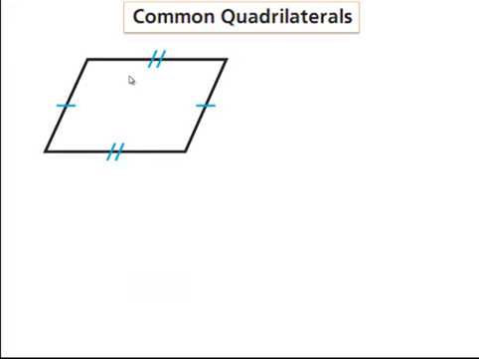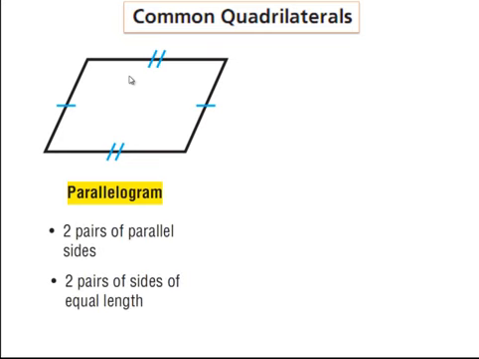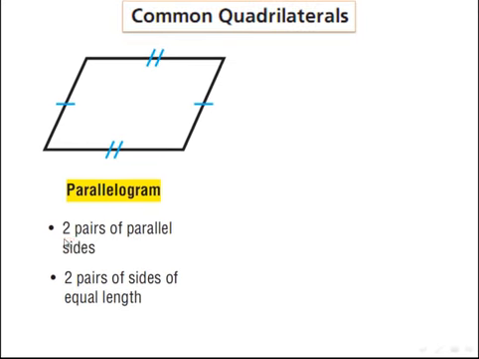Second quadrilateral is, do you know the name of this shape? Let me tell you. Parallelogram. Repeat after me. Parallelogram. So what are its conditions or properties? It has two properties. The first one is two pairs of parallel sides.